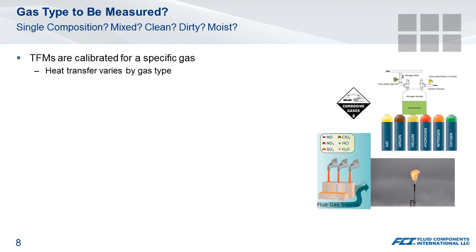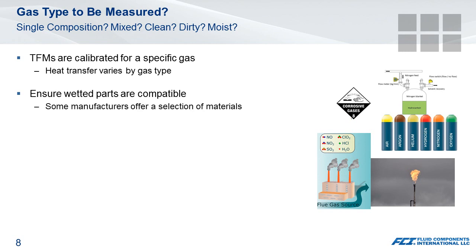The other part of that is, are the wetted parts compatible? Most manufacturers are making their elements out of stainless steel, but some of it's 304, some of it's 316L. Some manufacturers offer Hastelloy or other more exotic materials. So be sure you're specifying the gas type and whether it's clean or dirty or mixed or there's a moisture content, so that it can be calibrated correctly and the wetted materials are compatible with it.